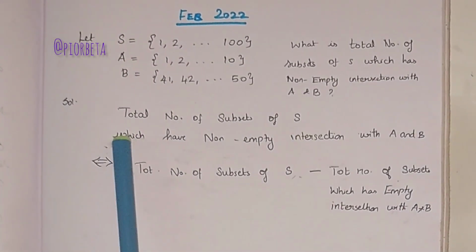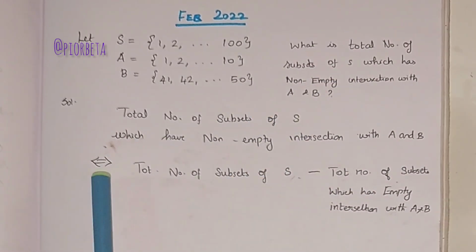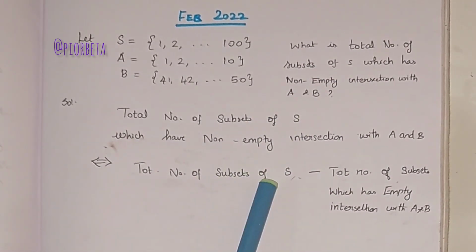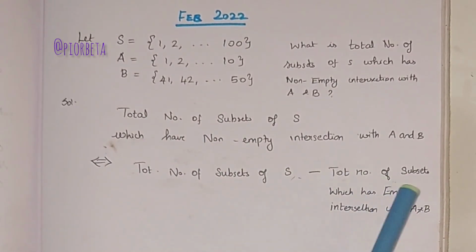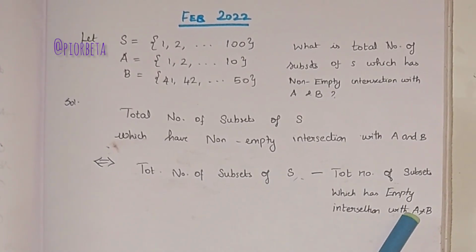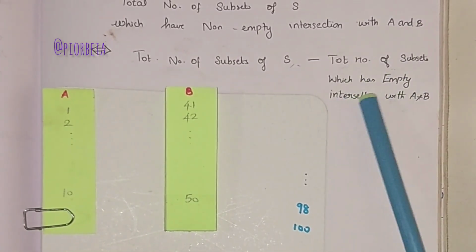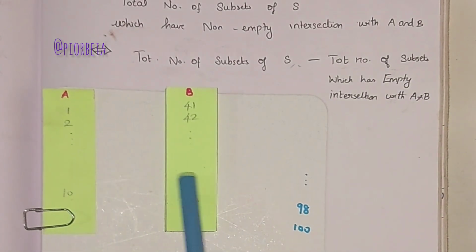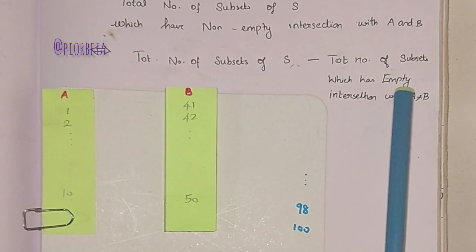Total number of subsets of S which have non-empty intersection with A and B. So that was the question. Equivalently, we can say total number of subsets of S, that is 2 power 100, minus the total number of subsets which have empty intersection with A and B. So let's do the activity again. We are clear about finding the total number of subsets which have empty intersection with A and B. So this is A and this is B. So we have to have subsets of this set which have empty intersection.